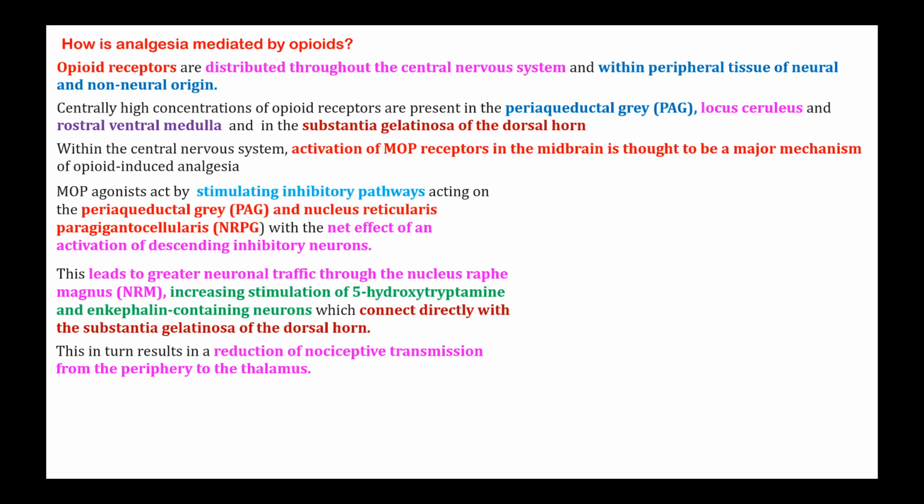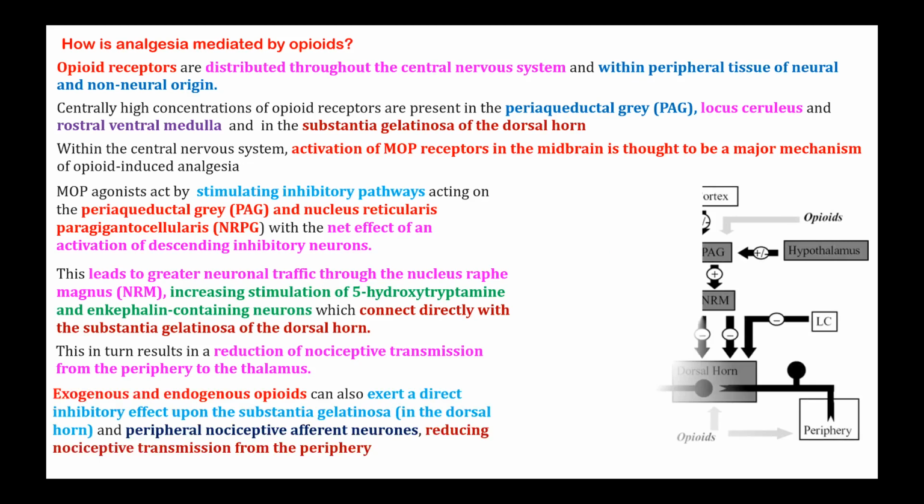So you have to block that transmission. If the afferent sensation is not reaching the central cortex, then the patient may not feel the pain. So that is the mode, or it should inhibit the transmission from above. Either it should block it from the periphery towards the thalamus, or it should inhibit from above downwards. So both are taking place in the action of opioid receptors.